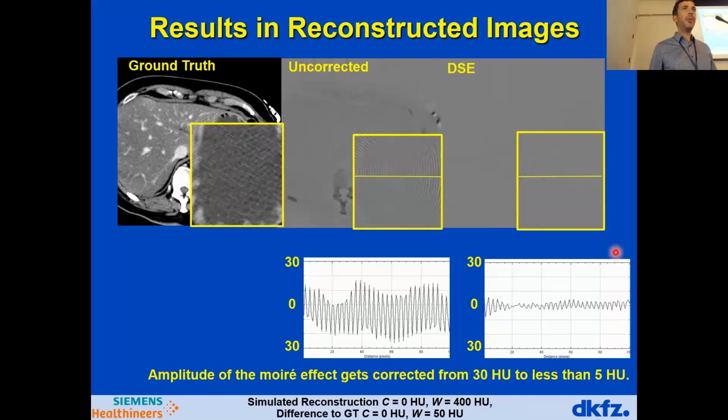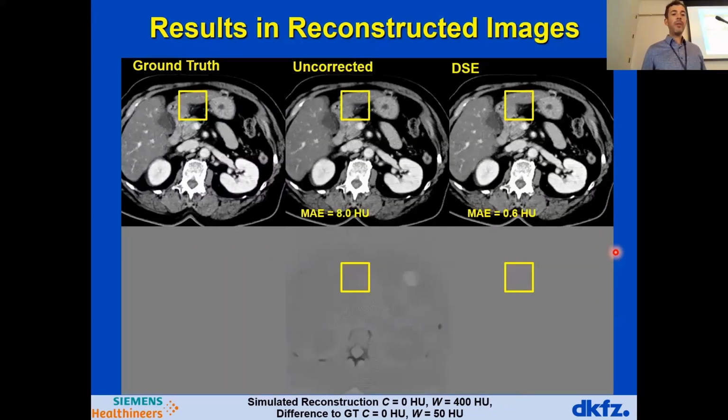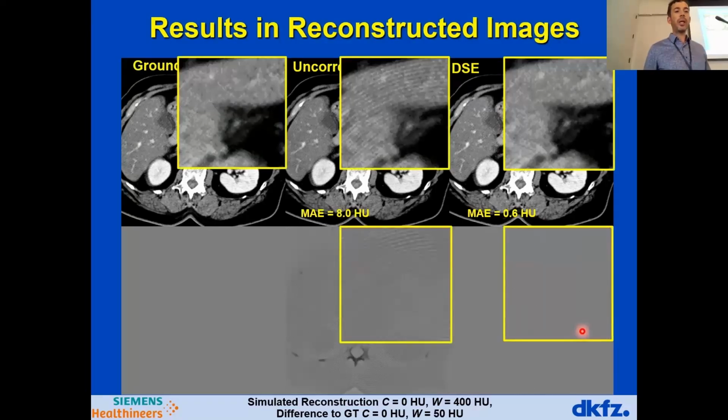Also, if we are looking at the amplitude, in the uncorrected case it will be around 30 Hounsfield units. And with our method, the amplitude of the rings is less than 5 Hounsfield units. So if we have a look at another case, here the mean absolute error would be about 8.8 Hounsfield units. And also here in the difference image, we can see the scatter artifacts. And with our deep scatter estimation, these artifacts get clearly reduced. And also, these rings, which are clearly visible here, are completely corrected here.